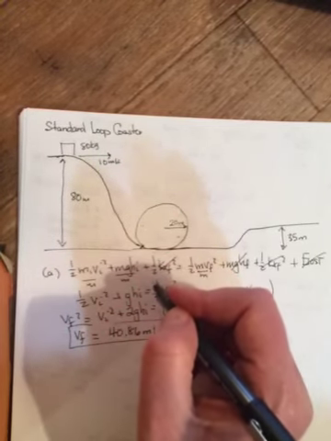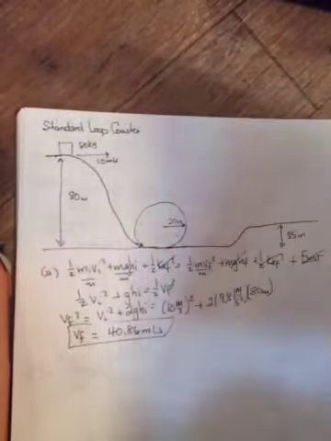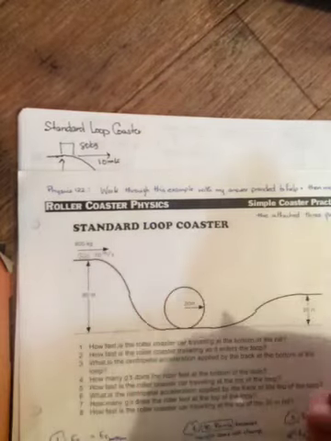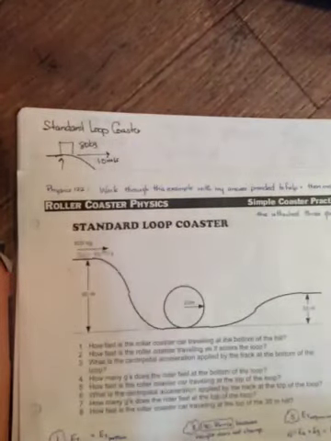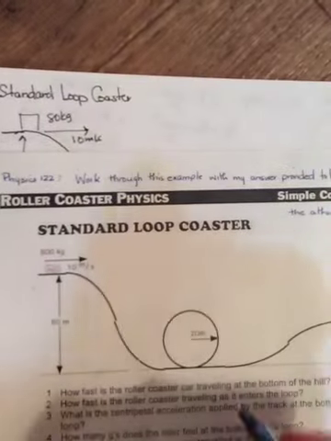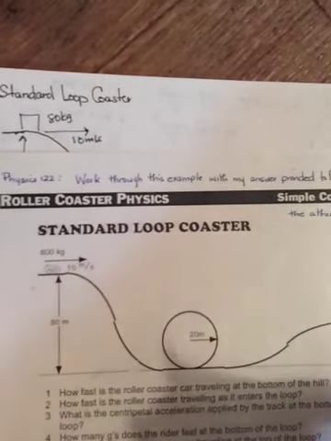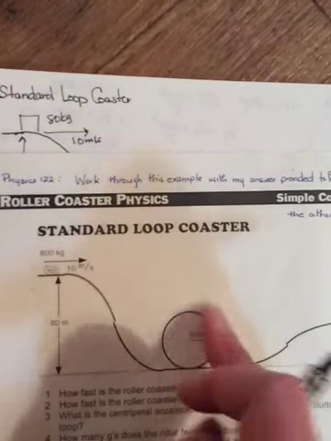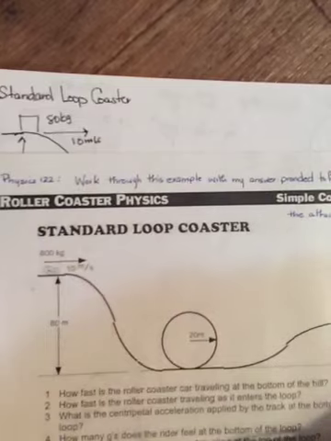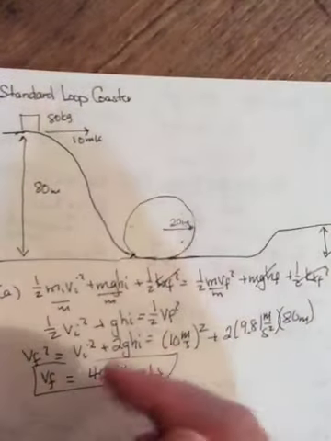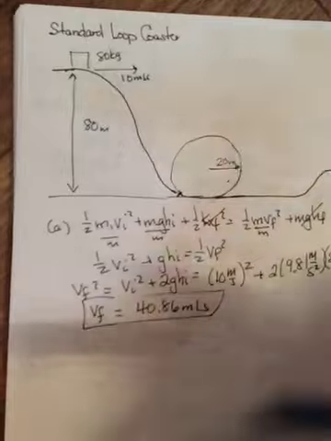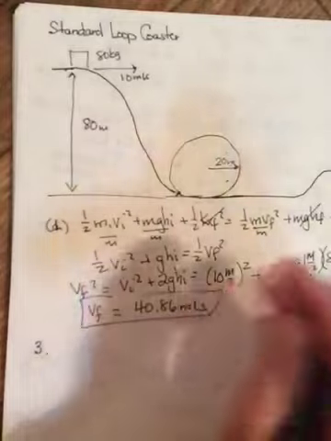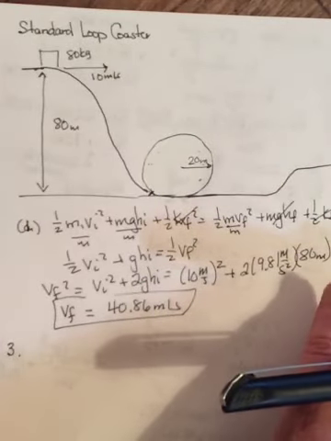Then it says, how fast is the roller coaster traveling as it enters the loop? So just because this picture is better. At the bottom, we found it to be 40.86 meters per second. And then it says as it enters the loop, well, that's still the same height. So it's still going to be 40.86 meters per second. So the answer to 1 and 2 are the same.